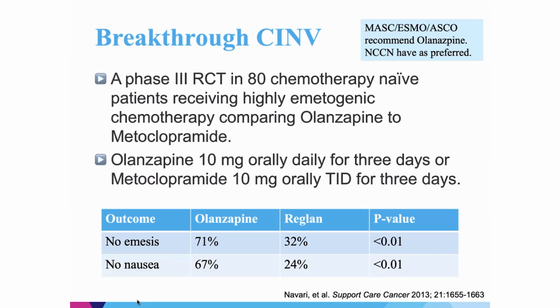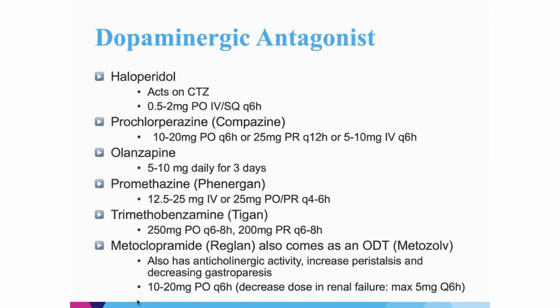This is a study that was done back in 2013, comparing olanzapine with Reglan or metoclopramide for breakthrough nausea and vomiting. Olanzapine won this out. I think in general it's won out in any study that has been done looking at breakthrough nausea and many systematic reviews and meta-analyses. So because of that, MASC, ESMO, and ASCO recommend olanzapine for breakthrough nausea and vomiting.